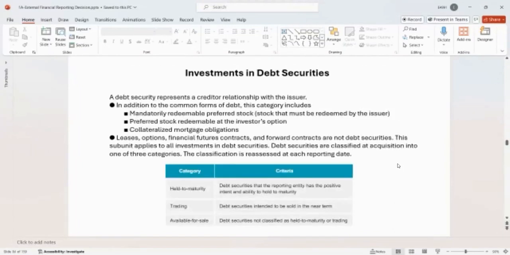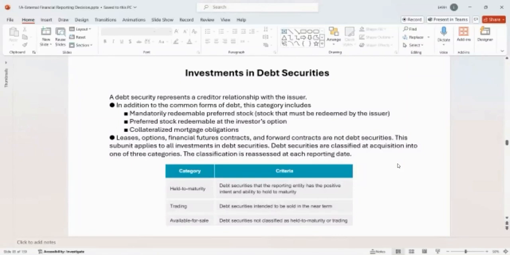Investments in debt securities. A debt security represents a creditor relationship with the issuer. In addition to the common forms of debt, this category includes mandatorily redeemable preferred stock, stock that must be redeemed by the issuer. Preferred stock redeemable at the investor's option, collateralized mortgage obligations, leases, options, financial futures contracts, and forward contracts are not debt securities.